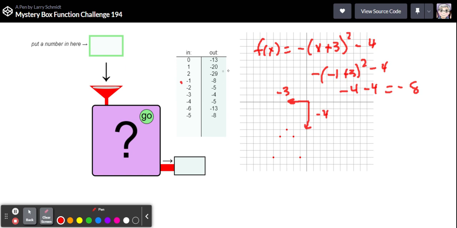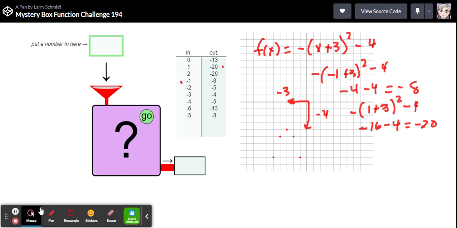Let's put in a positive number. Let's put in 1. So negative 1 plus 3, quantity squared, minus 4. Well, 1 plus 3 is 4, and if we square that, we get 16. And that would be negative 16 minus 4. That would be negative 20. And look at that. We put in 1, we get negative 20. So I think we've got this.